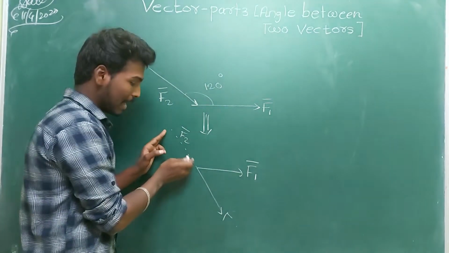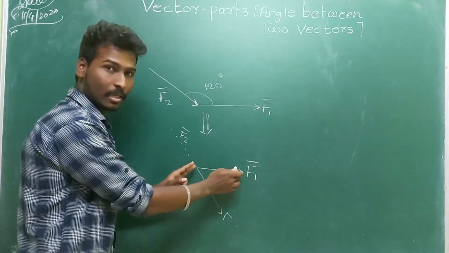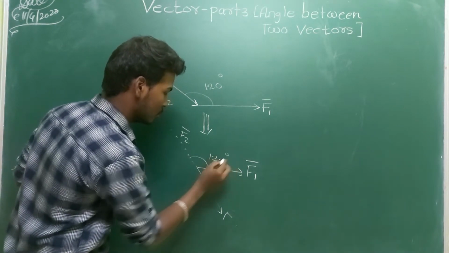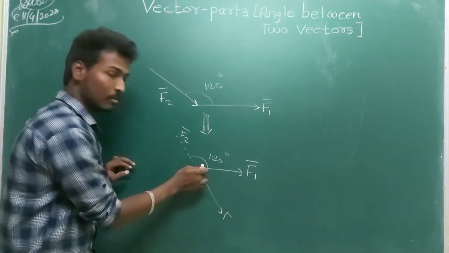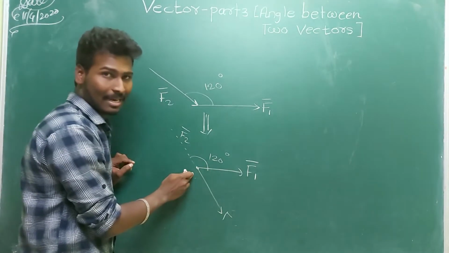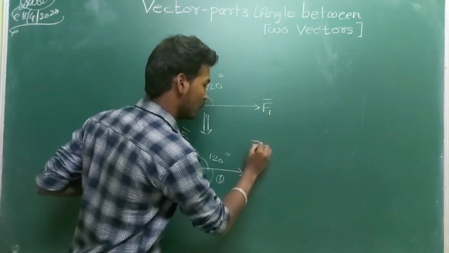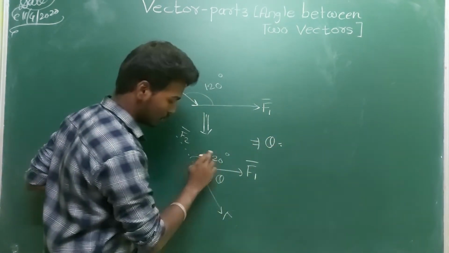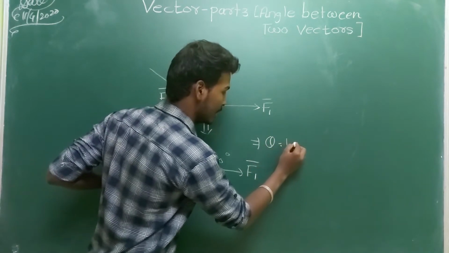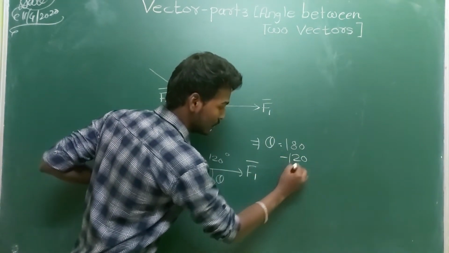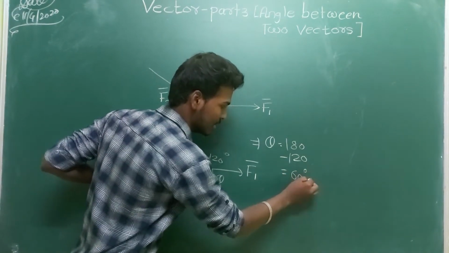Parallel to itself, not to the second vector. Parallel to itself. So this angle is given as 120 degree. So now here we have a tail to tail arrangement. So this will be theta. Therefore theta will be 180 degree minus this 120 degree, that is equal to 60 degree.